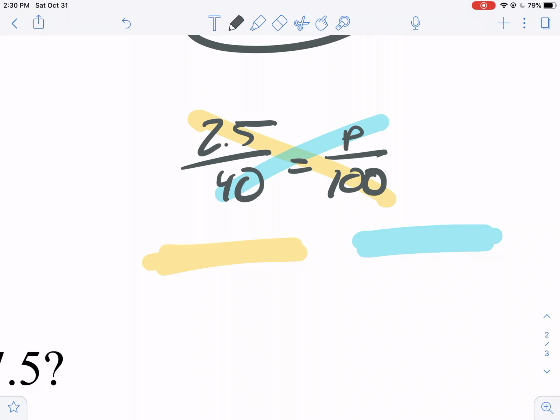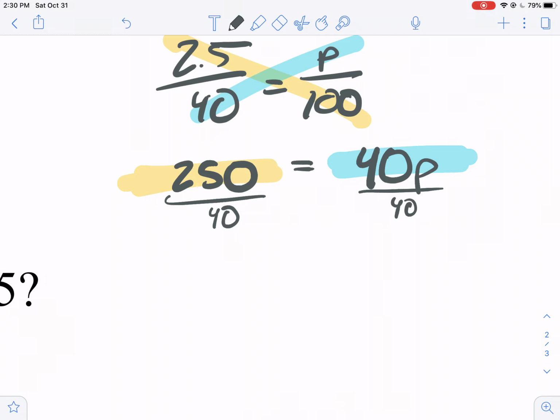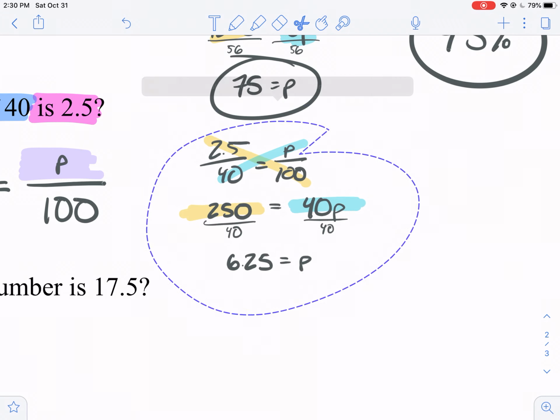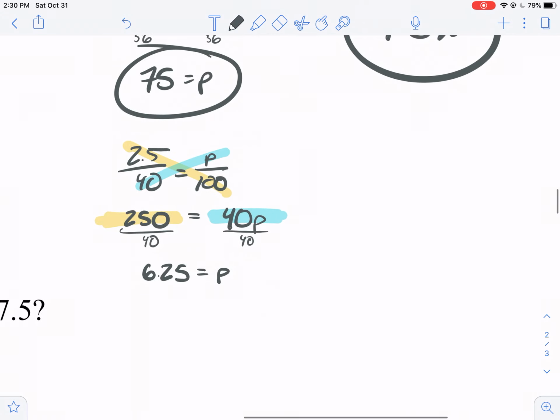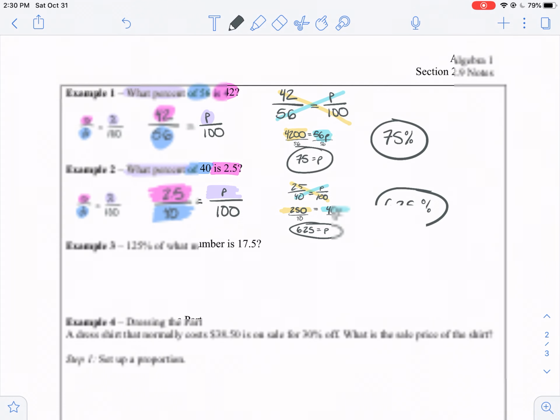Let's find out what this percentage is. We have 2.5 times 100 is 250 equals 40P. Dividing both sides by 40 gives us, oh man, 6.25 is our percent. Is it okay that we have a decimal in our percent? Yes, that is totally 100% fine. Haha, 100%, guys, that wasn't even on purpose. So that is 6.25%. Nice. Okay, that's cool.